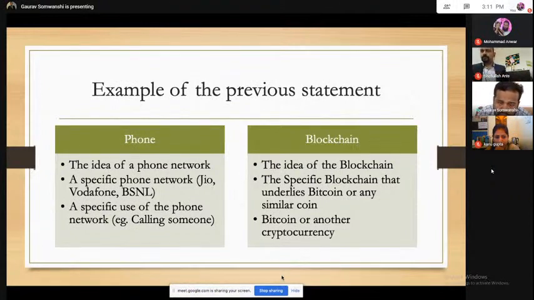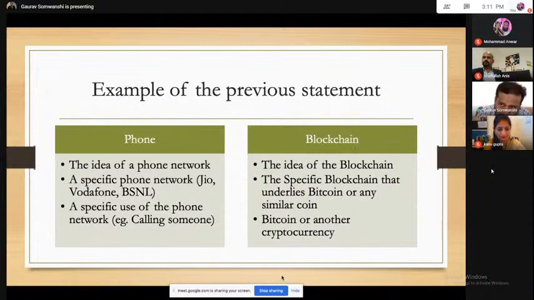Similarly, when that specific blockchain is used for a specific purpose, it becomes Bitcoin or any other cryptocurrency. I can take the same technology that is used with Bitcoin, and if everyone decides that we will call it BitGold and only track gold now, the technology will not change much. It will be more or less the same, and still the use case has differed.